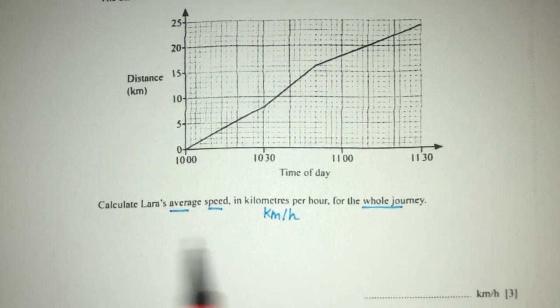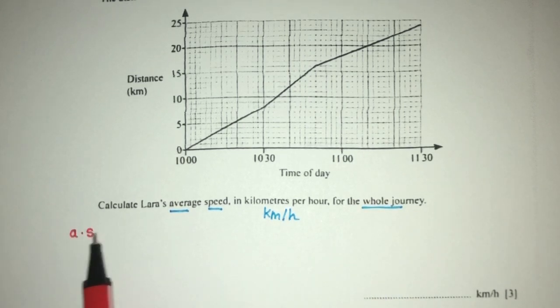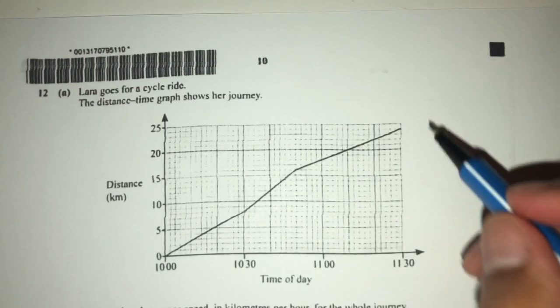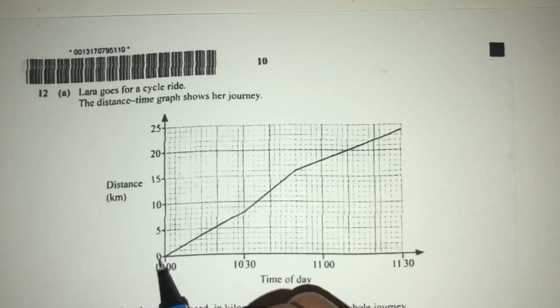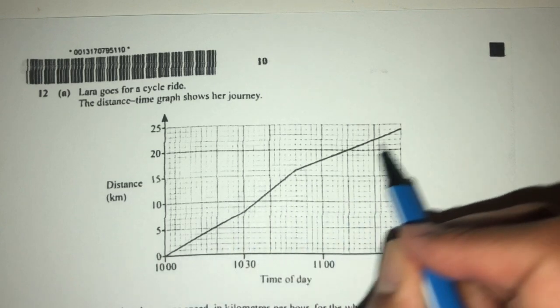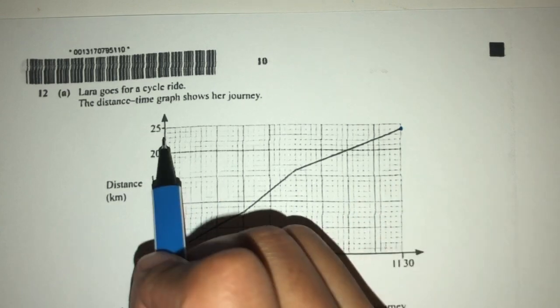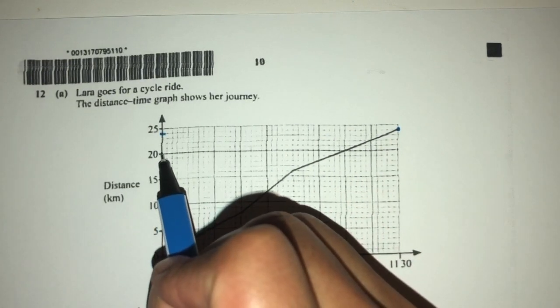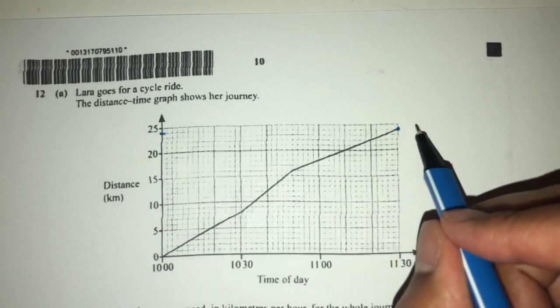We understand that average speed is equal to total distance traveled over total time taken. To find that, the distance traveled will be from this point. She went all the way from this point here to here. So the distance, the value right here, should be 21, 22, 23, 24. That should be 24 km.